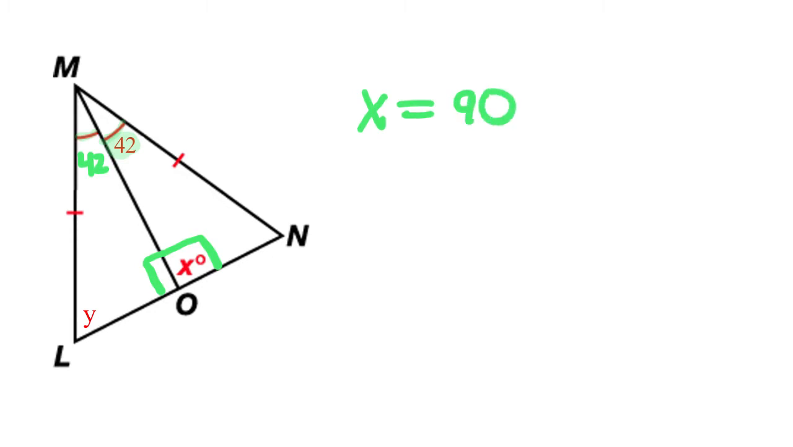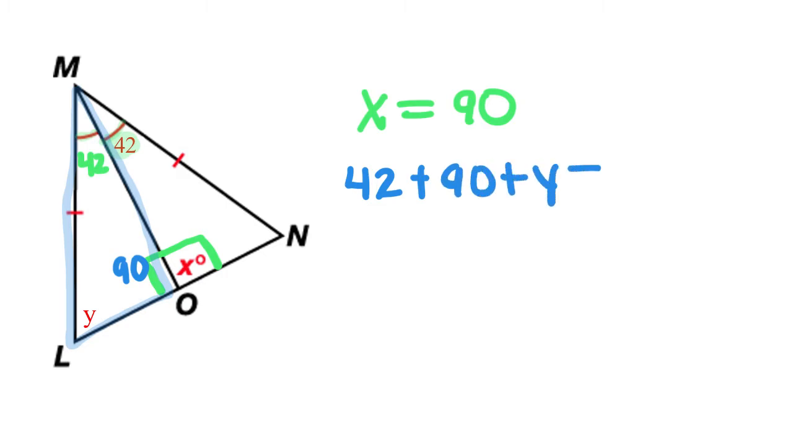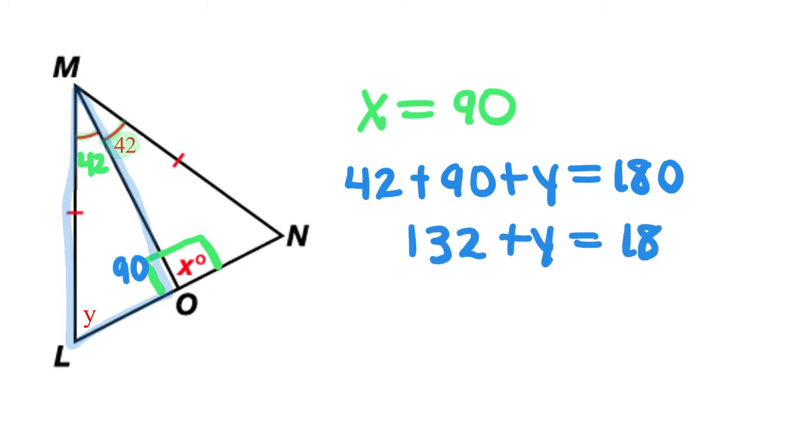Now, if I use the triangle to solve for y, and we know that this is 90, I have 42 plus 90 plus y equals 180. So you get 132 plus y equals 180. And when you solve, you'll get that y is equal to 48.